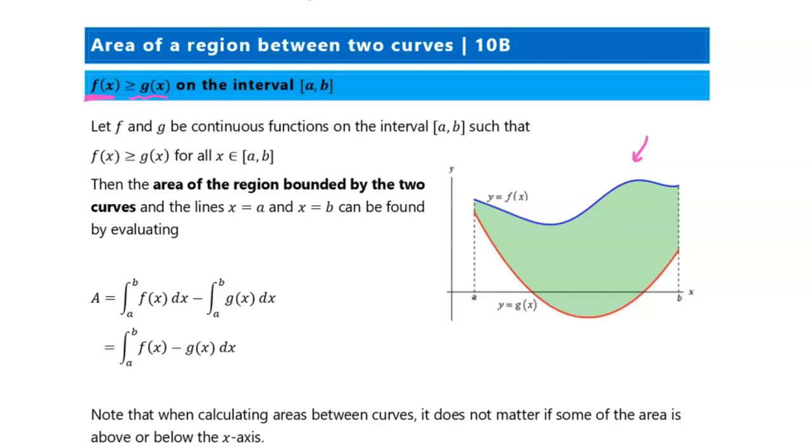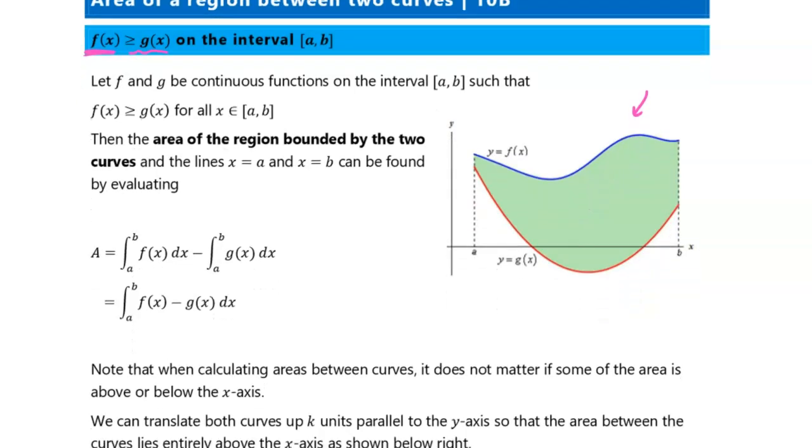Now, the area of the region bounded by the two curves and the lines x = a, that is the first part of the interval we're looking at, and x = b. So it's the area between f(x), which is this blue curve, g(x), which is red, and these x = a and x = b lines. So the area shaded in green here, this one.